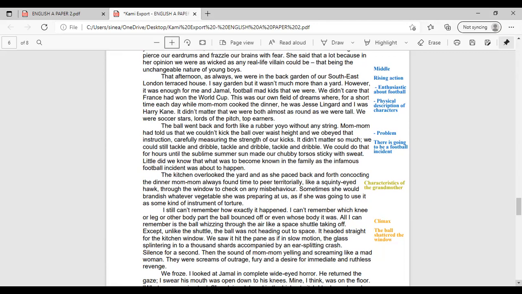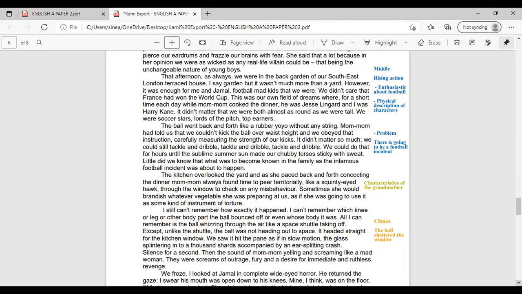And then the last line of that paragraph said, little did we know that was what was to become known as a family as the infamous football incident. Remember, this is a flashback, right? So the person can give some sort of details there, right? So we know that there is going to be a football incident. However, we didn't see the football incident just as yet. So again, there is some suspense.